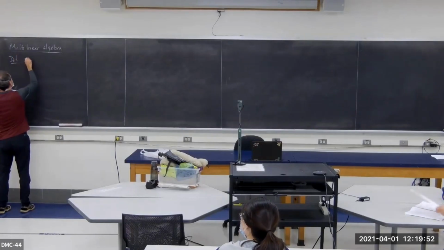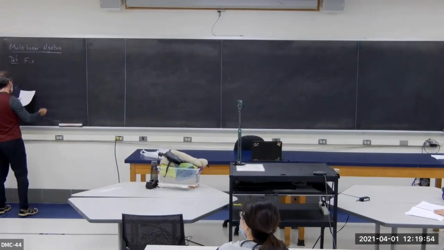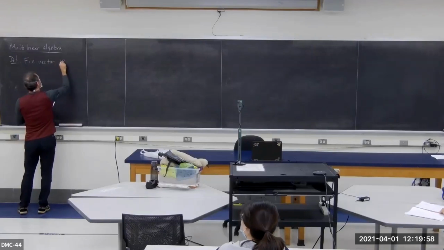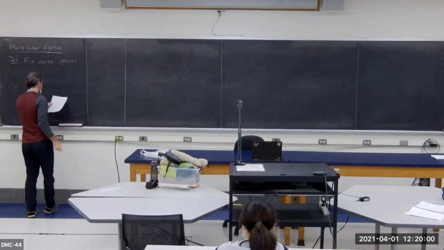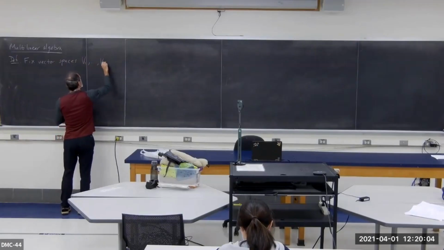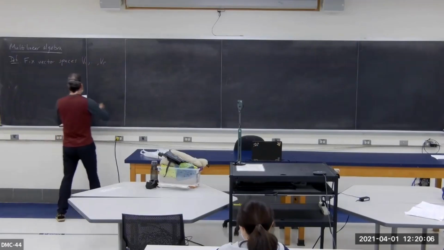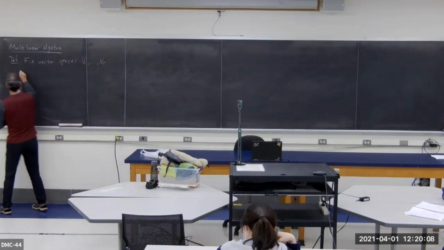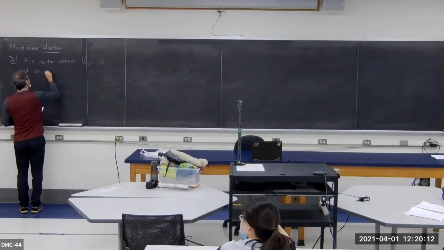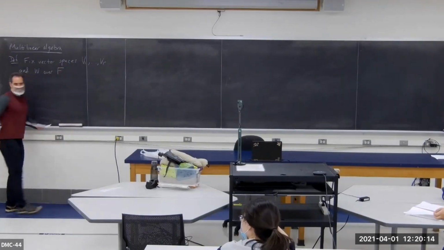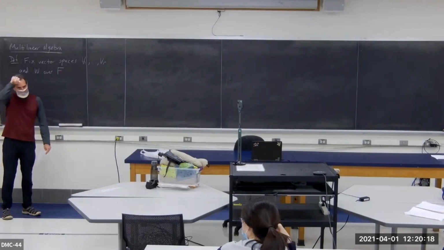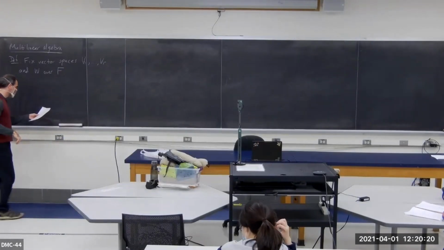So let's fix vector spaces. These are going to be called V1 up through VR and W, and these are going to be over a field F. The field F is just not going to matter at any point through this entire discussion. So F is just going to be fixed.